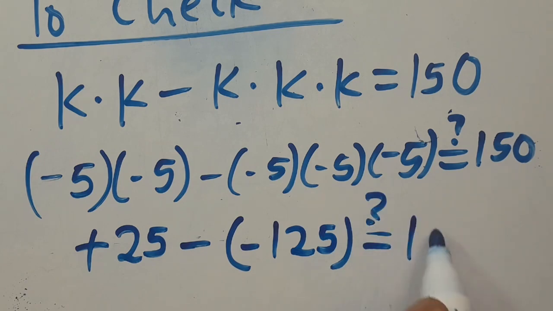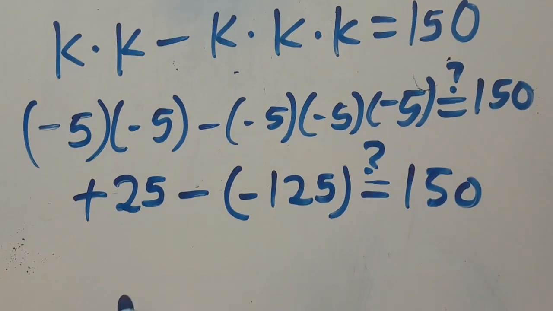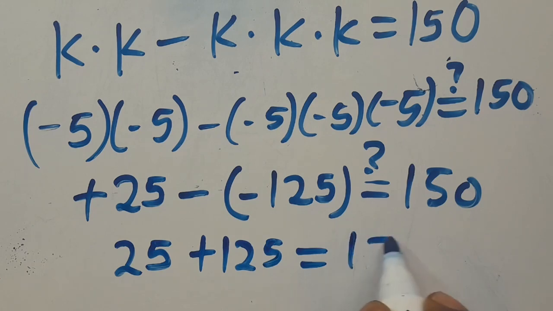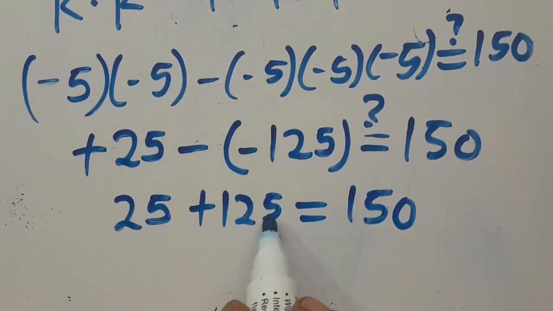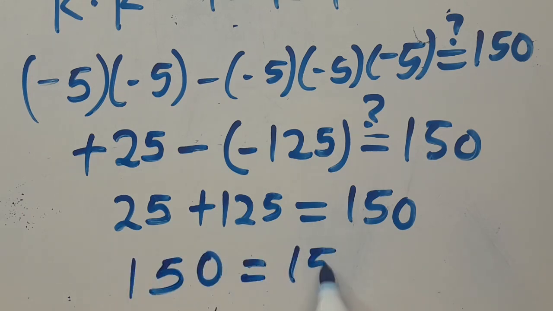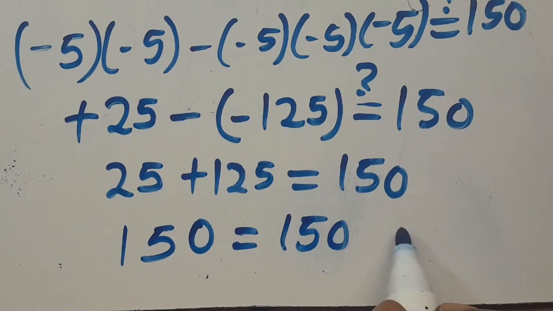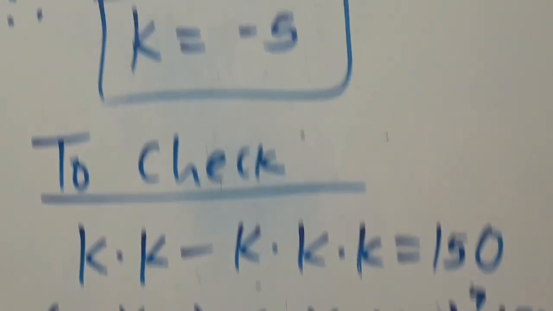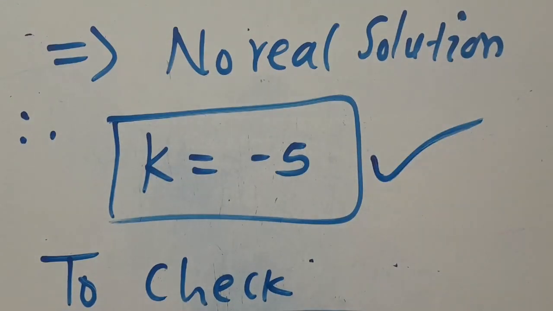Then is it going to give us 150? So we have here to be 25. Minus times minus will be plus 125, which equals 150. So k equals minus 5 is the right solution.